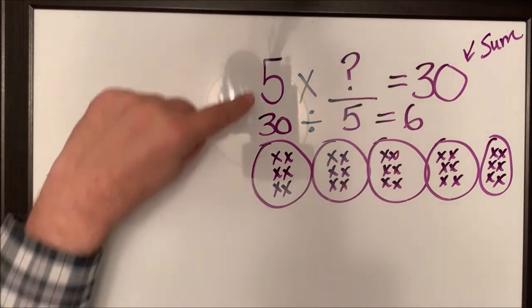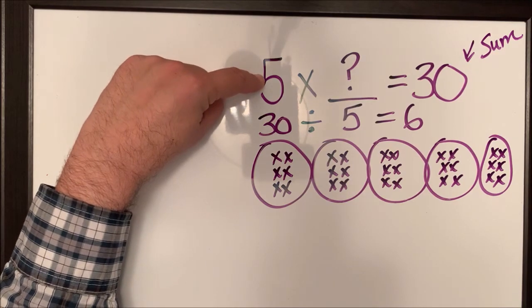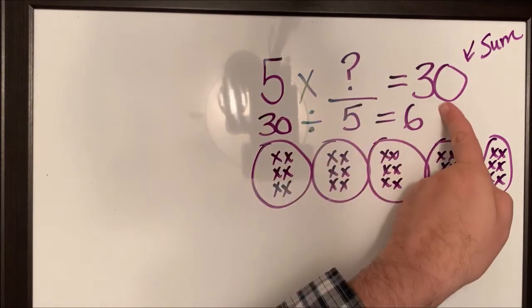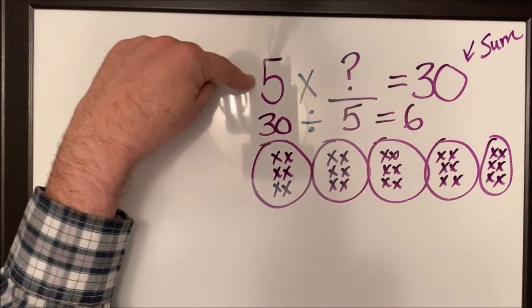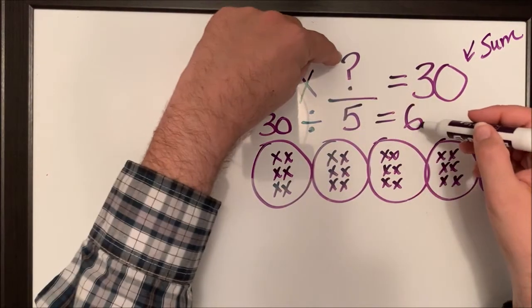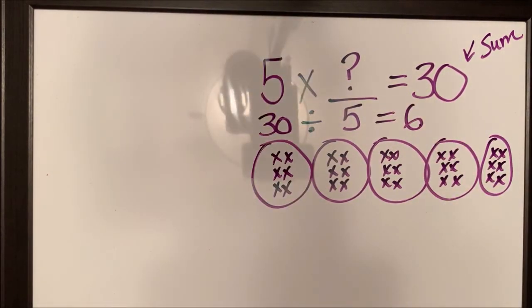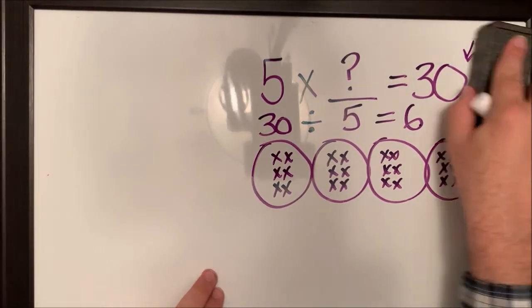Okay? So 5 groups of an unknown equals 30. I used division. I took 30 and divided it equally into 5 equal groups to get my answer. Okay? So that's 2 ways that you can solve multiplication and division problems.